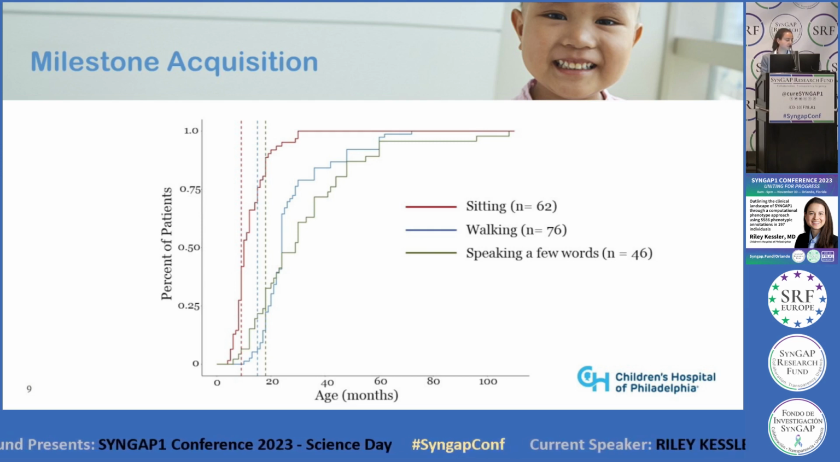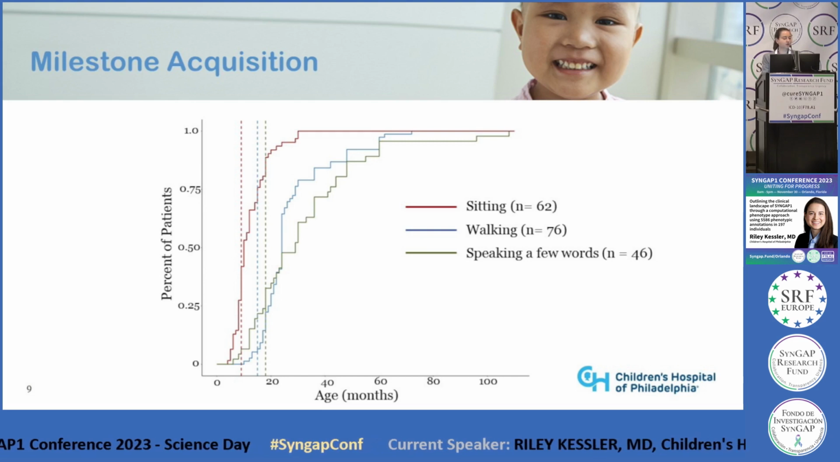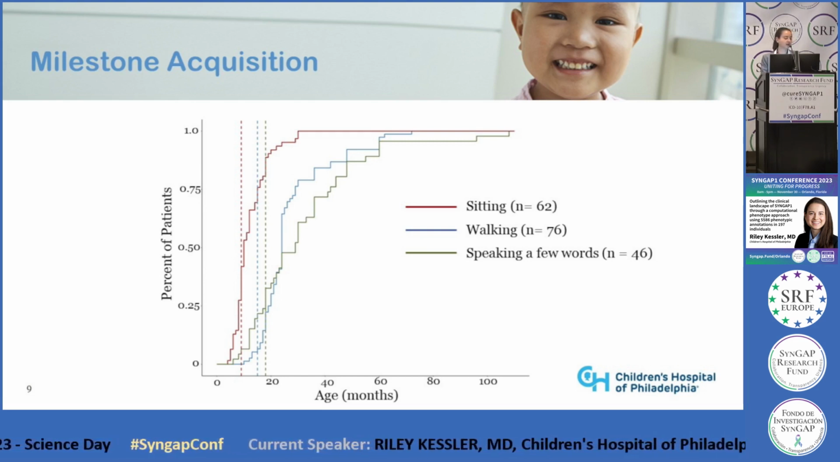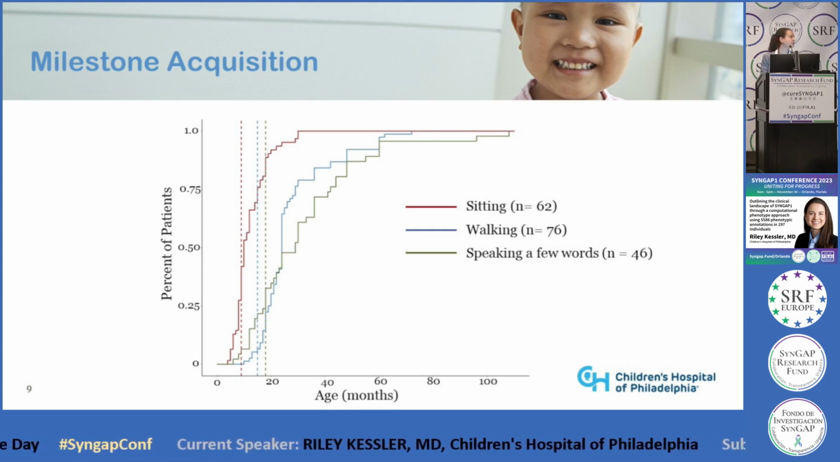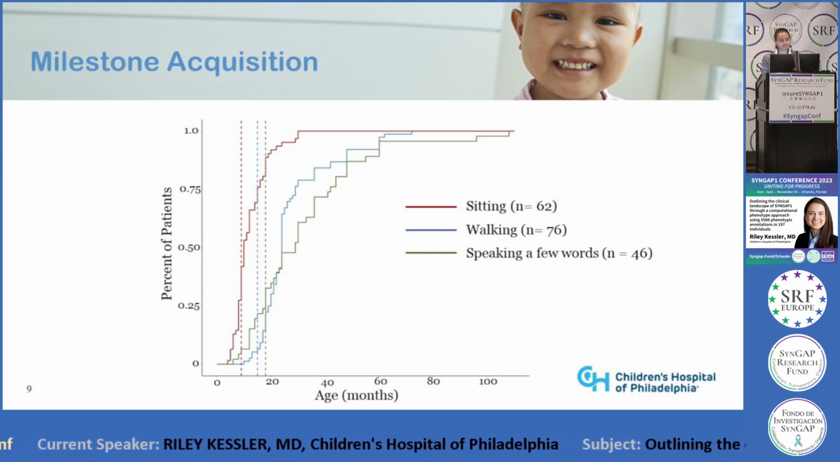We can look specifically at the green line, which represents speaking a few words. The median age in our cohort was 29 months, and that's compared to 18 months, which is the age at which 75% of the general population is expected to achieve that milestone.